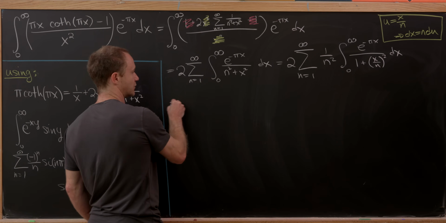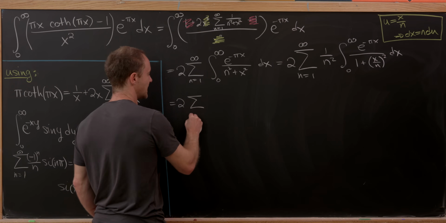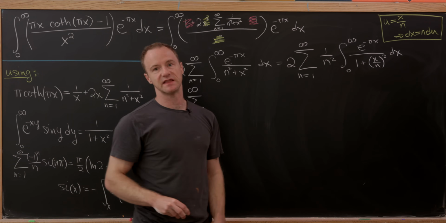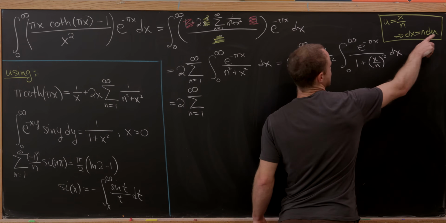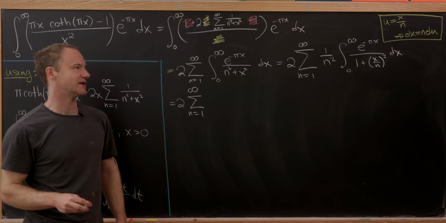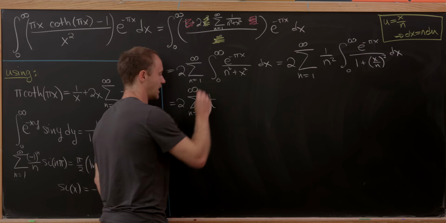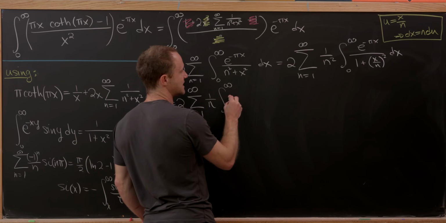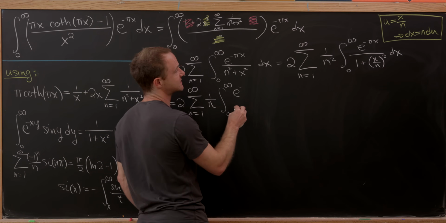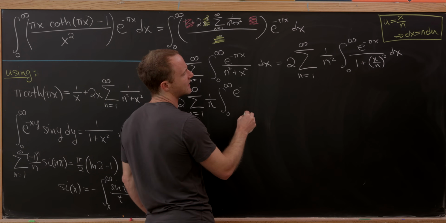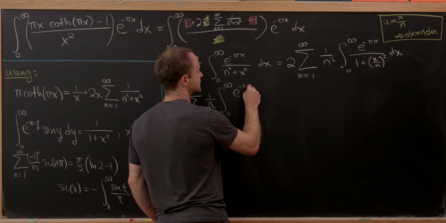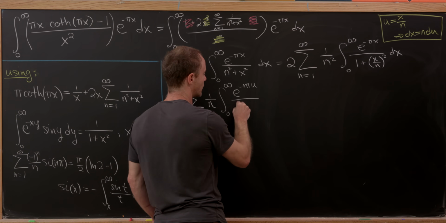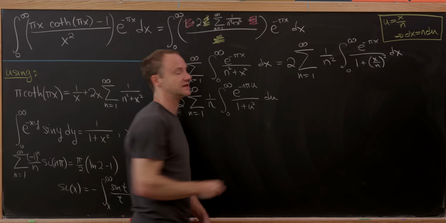Okay, so let's see. We'll have 2, then the sum as n goes from 1 to infinity. Oh, but look at this. One of the n's in the denominator will be gobbled up by this n times du, which the dx is giving us a single n in the denominator. So we have 1 over n. And then we'll have the integral from 0 to infinity of e to the minus, let's see, n times pi times u over 1 plus u squared du.